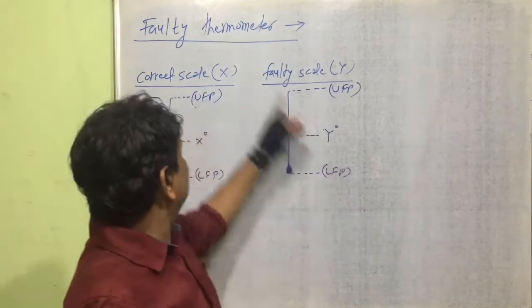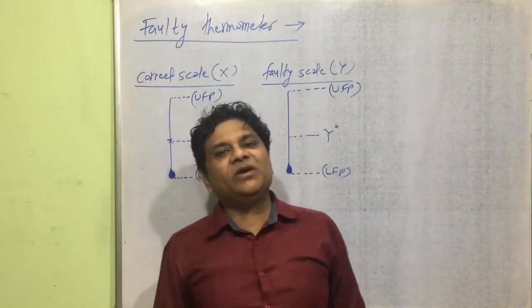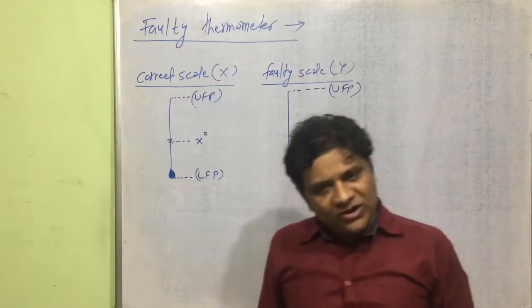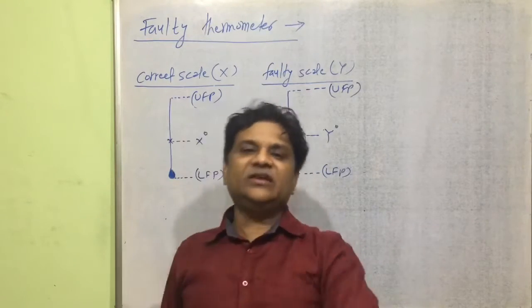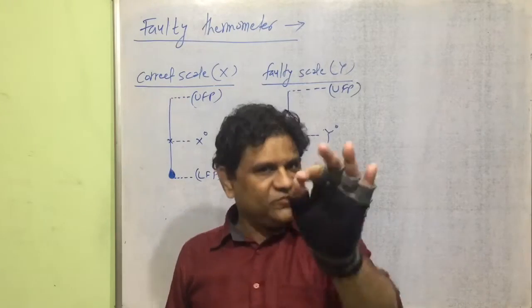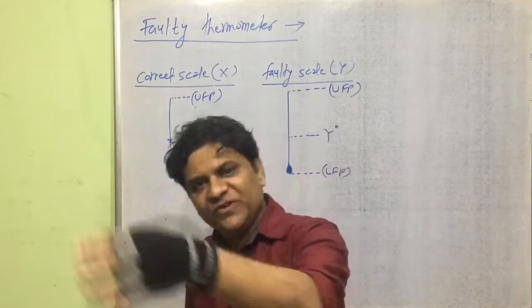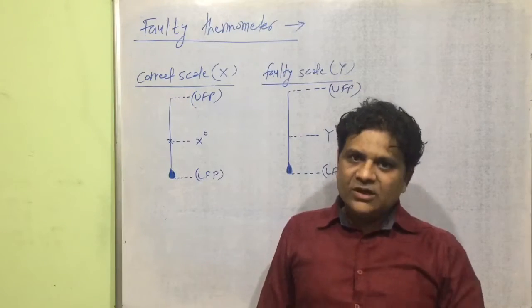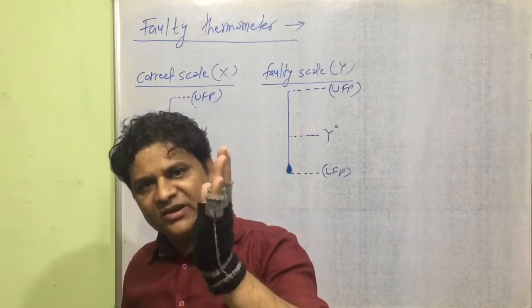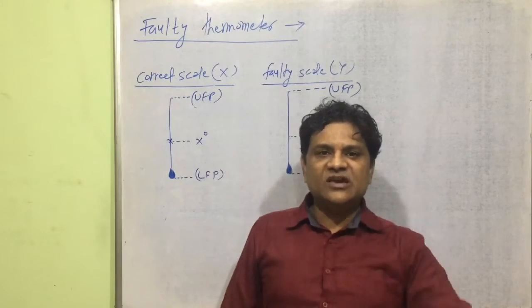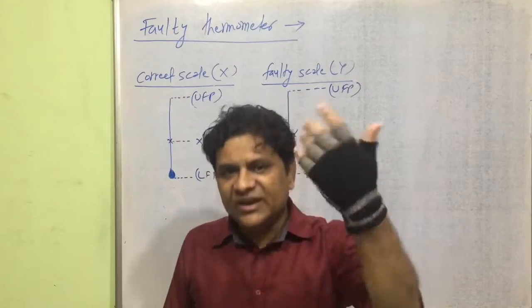Today's topic is the faulty thermometer. Now the question arises: what does it mean by a faulty thermometer? A faulty thermometer is a thermometer in which the lower fixed point is different from 0 degrees Celsius and the upper fixed point is different from 100 degrees Celsius on the centigrade scale.